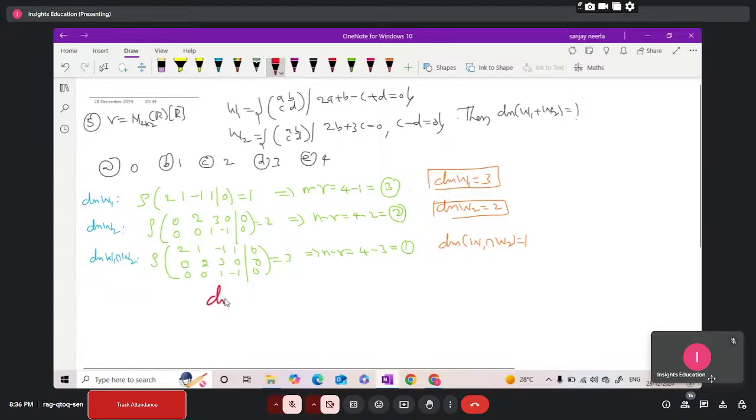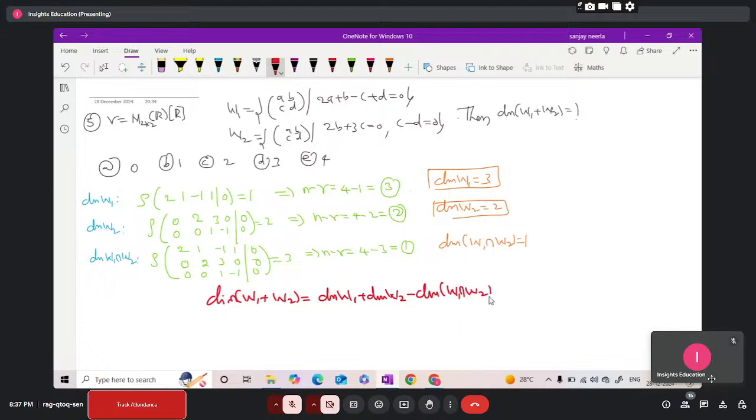So the formula: dimension of W1 plus W2 is equal to dimension of W1 plus dimension of W2 minus dimension of W1 intersection W2. 3 plus 2 minus 1. So 4 is the answer. Okay, like that you have to solve.